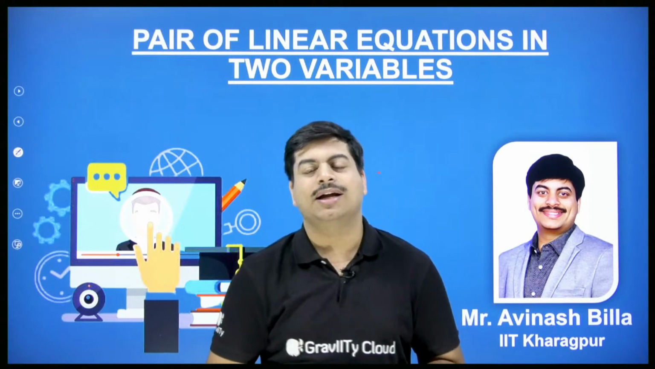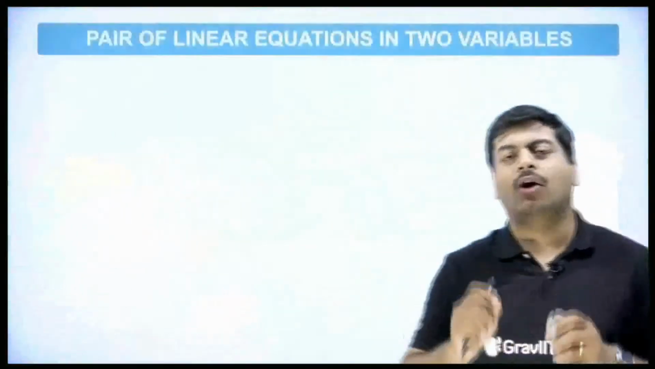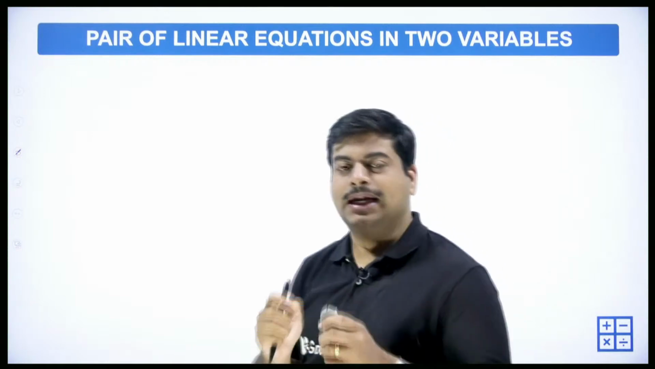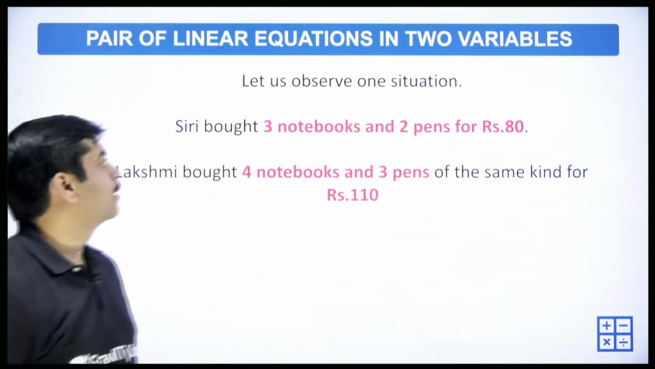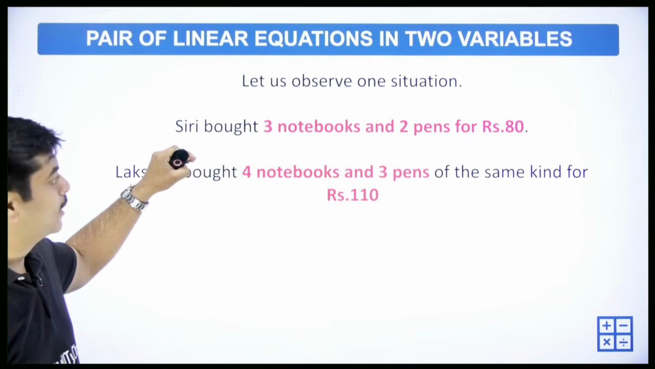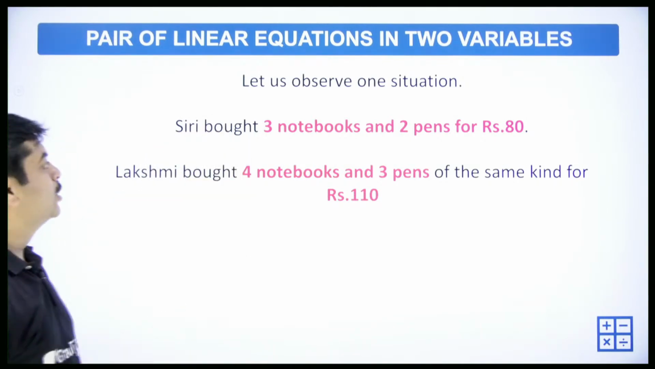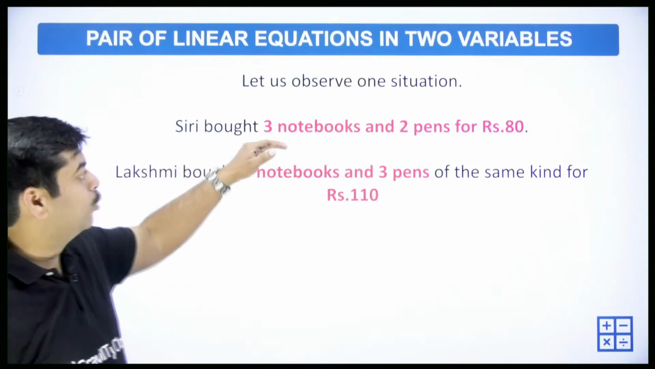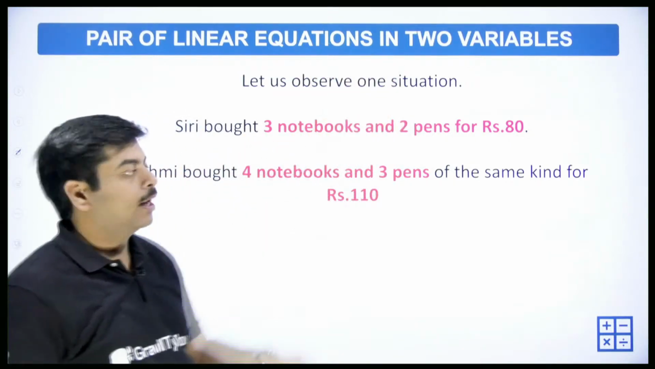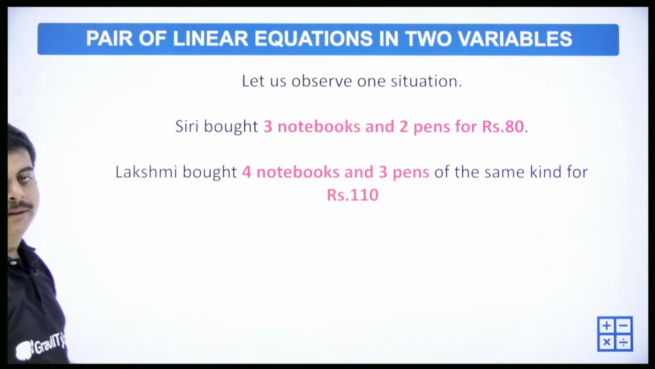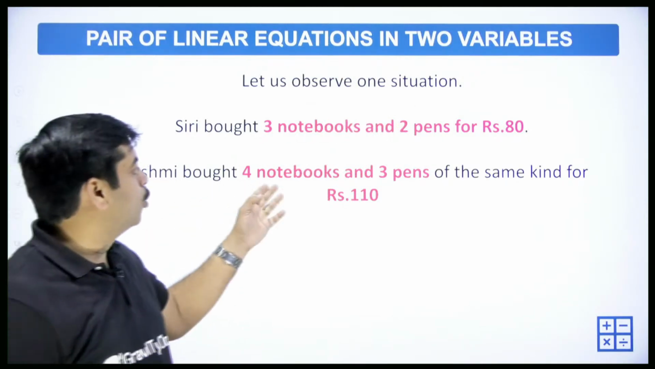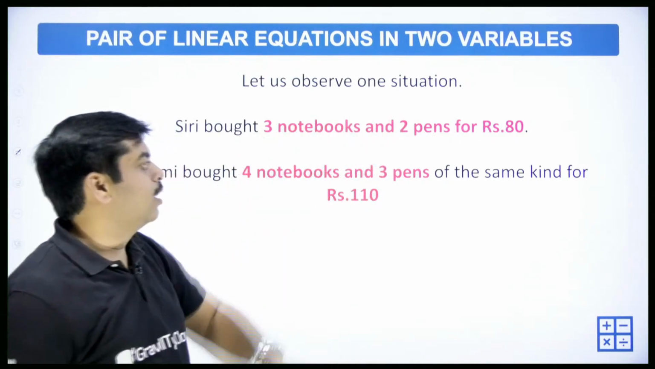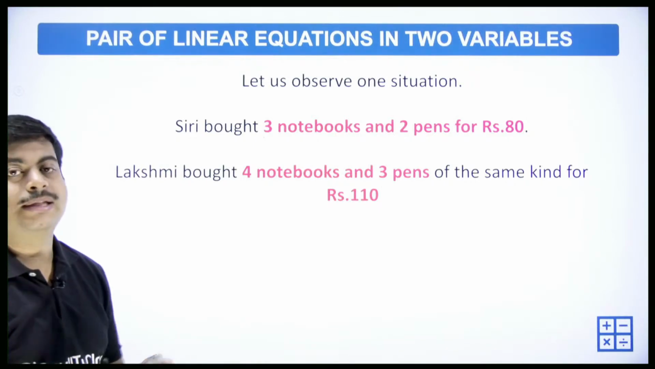Let's start today's session. So what is this pair of linear equations in two variables? Let us take one situation where a person is going to a shop and buying 3 notebooks and 2 pens for rupees 80. There is one more friend, Lakshmi. She also purchased 4 notebooks and 3 pens of the same kind for rupees 110.